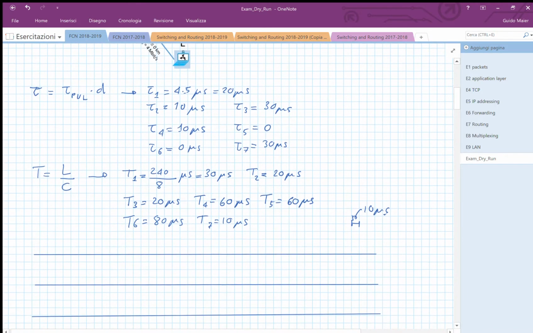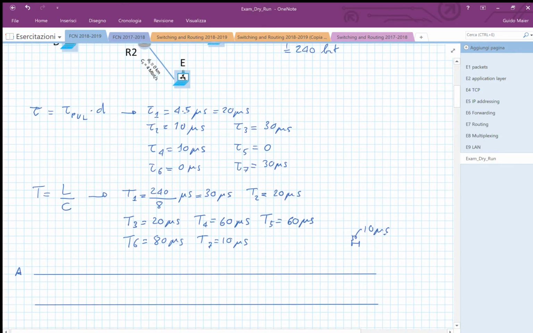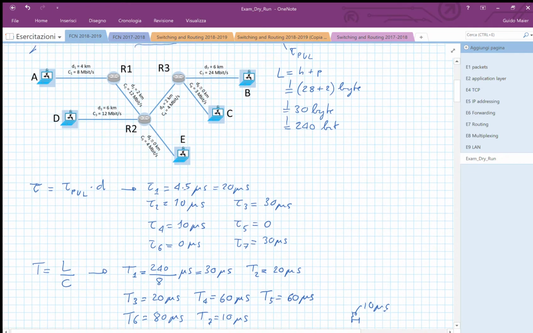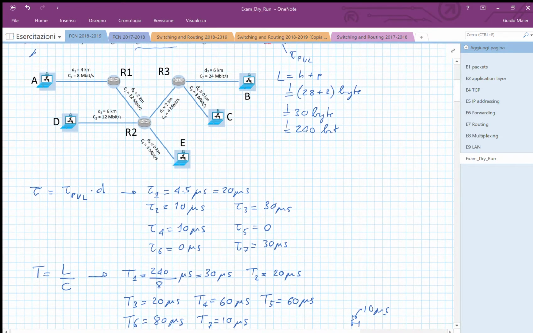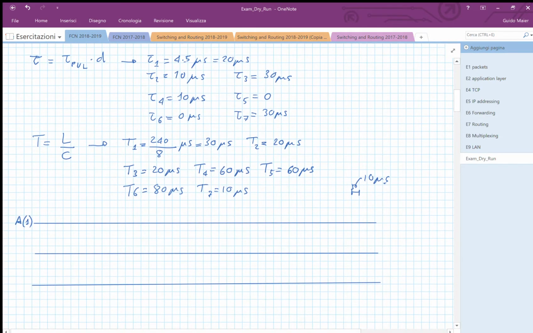So let's start from the output interface of A, and A is connected to R1 through the link number 1. So we can also write here 1 in parentheses. And then we have to fix the instant t equal to 0, which can be this one.